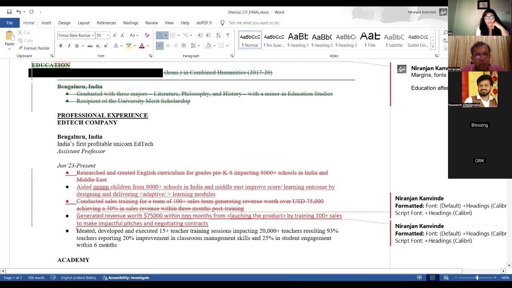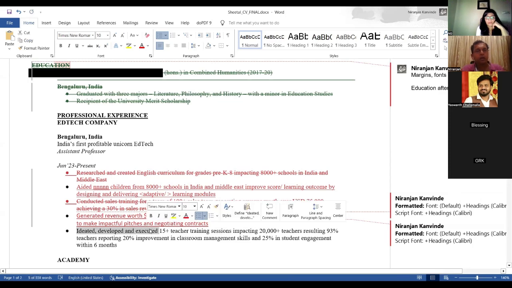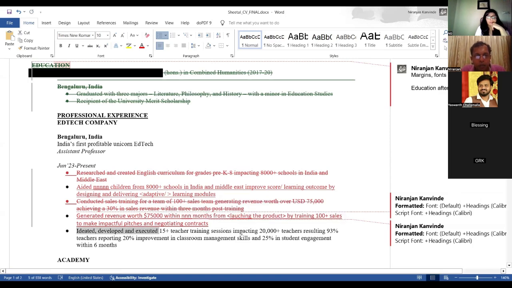Now, here you're starting with all the support words. See, ideated, developed, executed, these are not achievements. These are actions you executed to achieve something. So you start with the outcome first, which is what the outcome is. You isolate the outcome. So you train the trainer. So you train 15 teachers who eventually train 20,000 teachers.